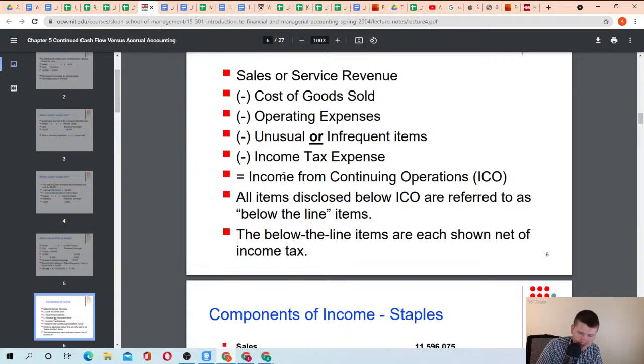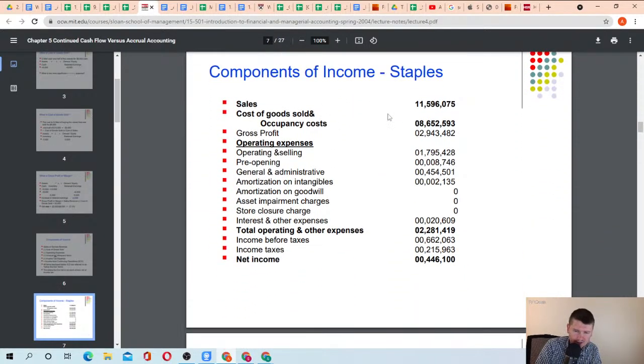But let's continue. Here they provide an example of the income statement. For some reason the format is weird. You have all these zeros here. So that amount is probably just $8,000. That amount is 1.7 million. So we just ignore the zeros here. We have 11 million sales, cost of goods sold. I don't know what occupancy costs are. Anyway, cost of goods sold, 8 million. Gross profit, 3 million. And then we have operating expenses.